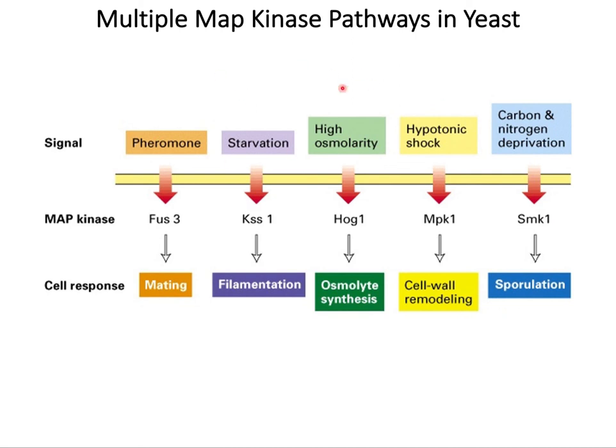Here are the types of signal that activate these MAP kinases. For example, the pheromones, starvation, high osmolarity, hypotonic shock, carbon and nitrogen deprivation. So the whole reason that I'm showing this figure is just to give you an idea that the MAP kinases are a very large family of signaling molecules, and they can behave in many different ways in different cells. MAP kinase is not a single protein, but a large number of proteins, which can elicit a lot of different responses in the cells.